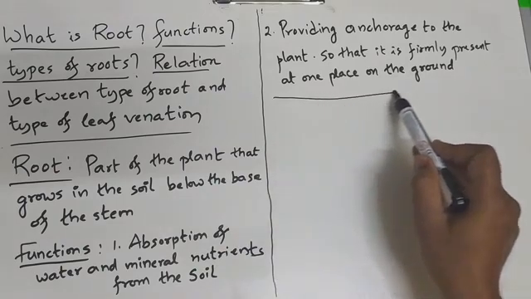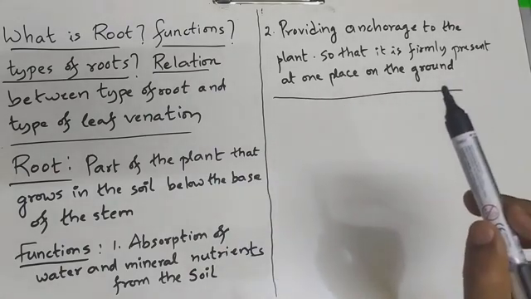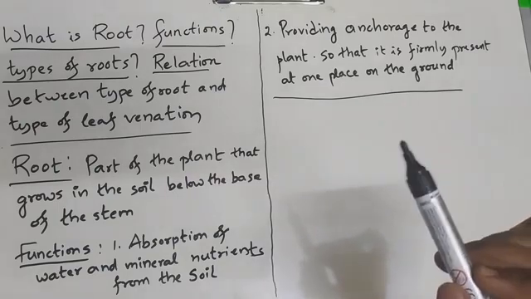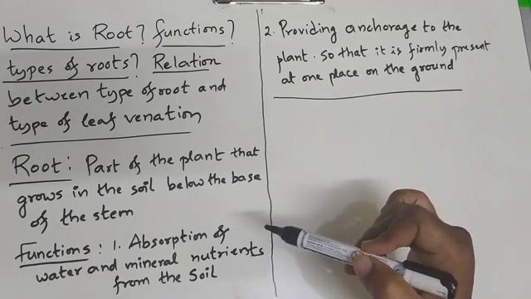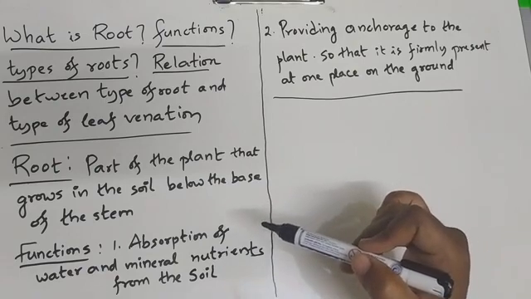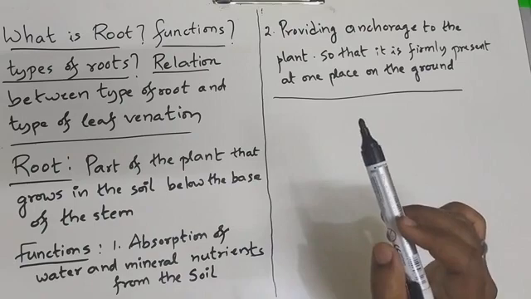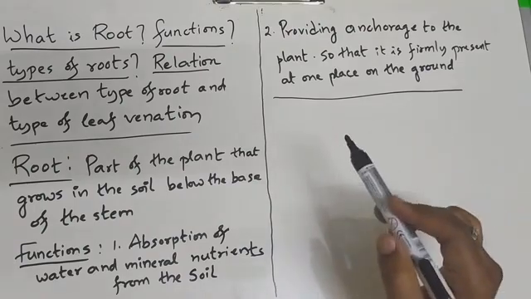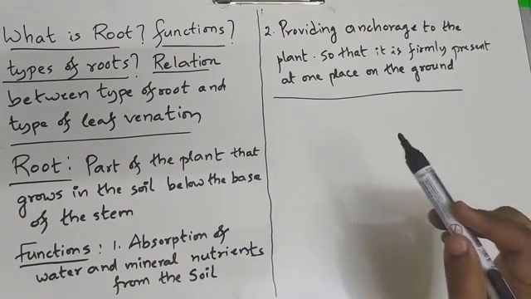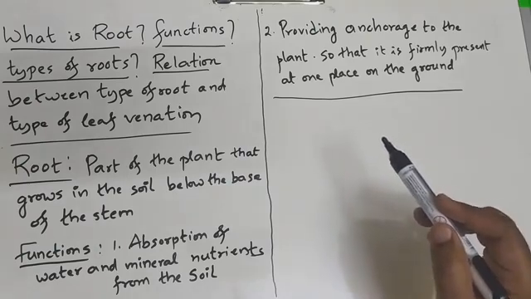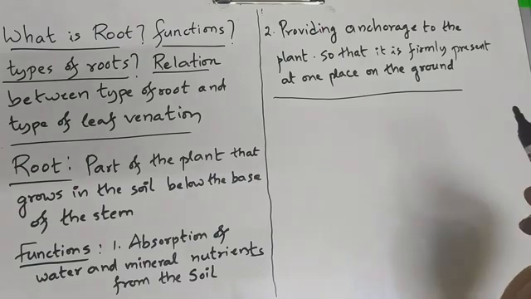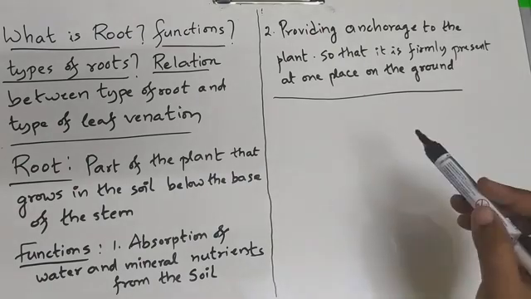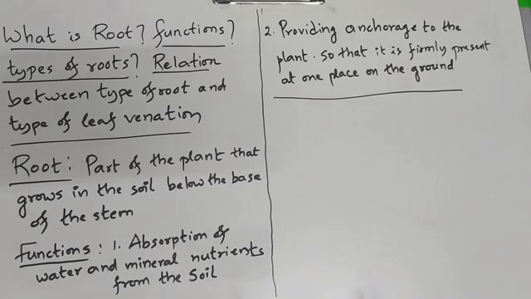So, if roots are not absorbing water and mineral nutrients, then without roots also the plant must stay healthy. If roots are absorbing water and mineral nutrients, then without the roots plants cannot stay healthy. Instead, they may die. Let us prove this by conducting one activity.